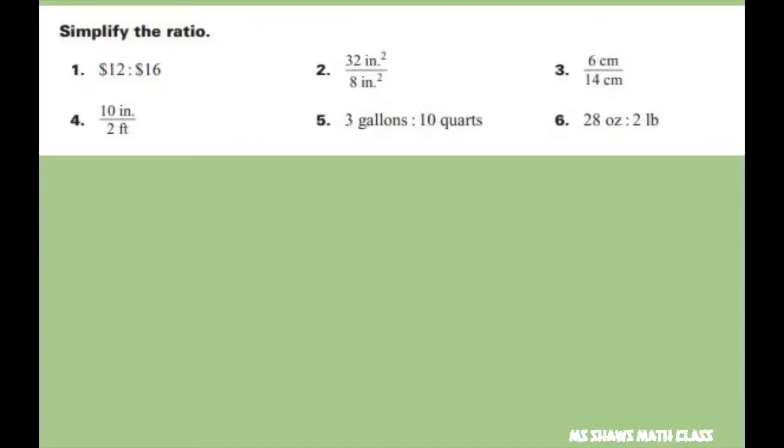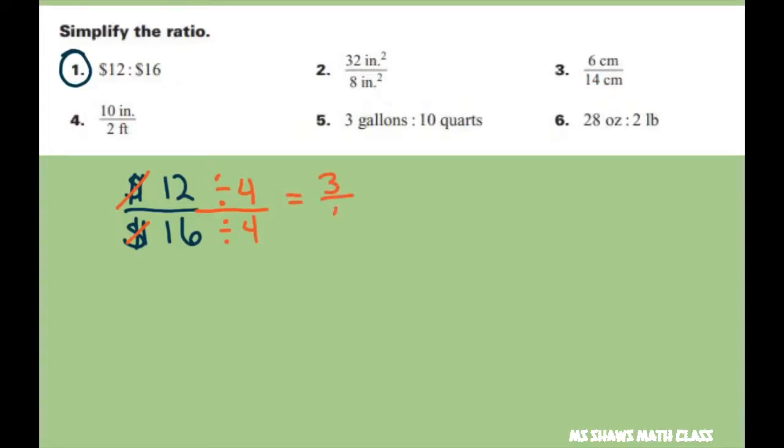Everyone, we're going to simplify the ratios, and we have 6 examples here or problems. So for the first one, this is $12 to $6. So you write $12 to $6 like this, and then the dollar signs can cancel. And let's divide both the numerator and the denominator by 4. And that gives you 3/4. So that is your number 1.